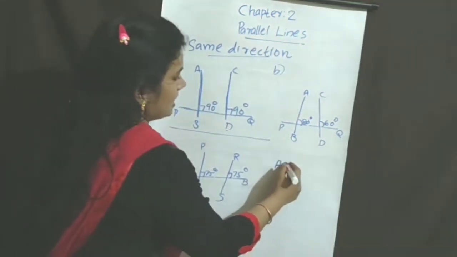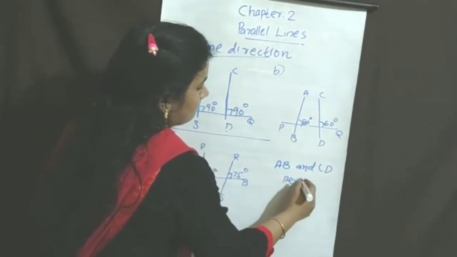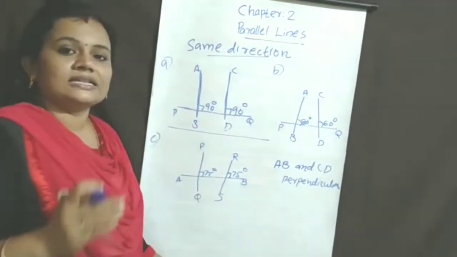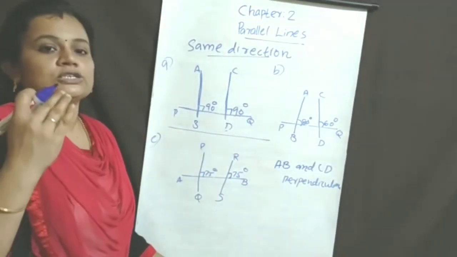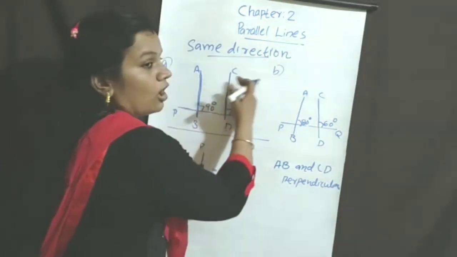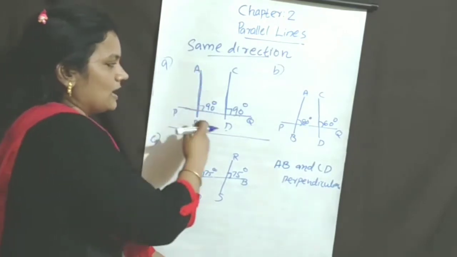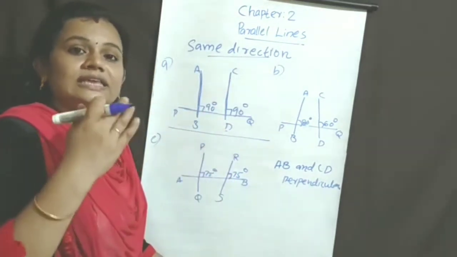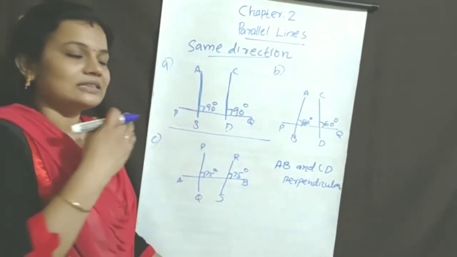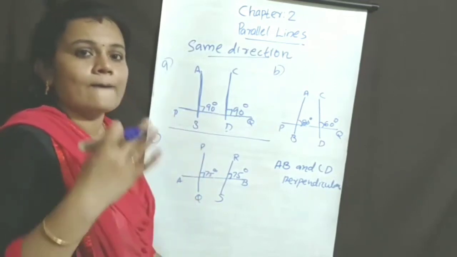So AB and CD are perpendicular. These two lines are perpendicular. So we can say that these are parallel. Understood? These two lines are perpendicular, so these are parallel. Understood? These are perpendicular and so these are also parallel lines.